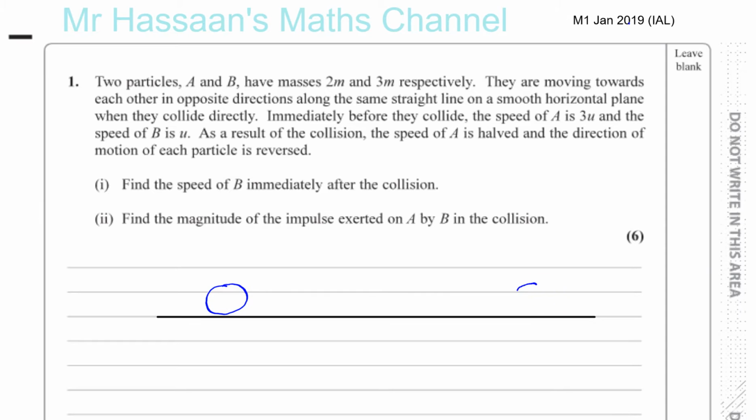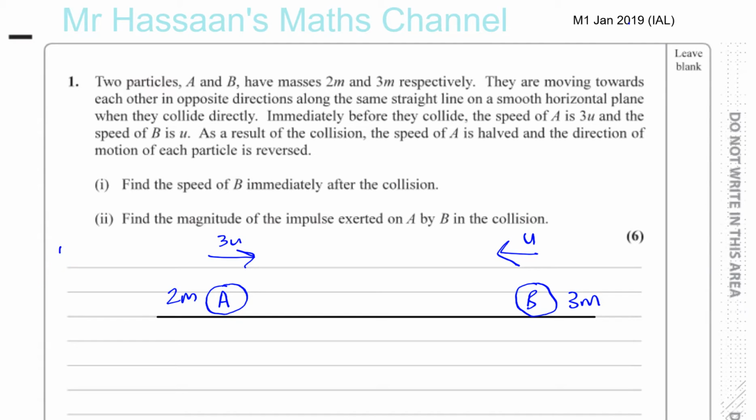Now it doesn't matter which one of them I call A and B, and that will help you understand something a bit later. So I can call this A as I wish. Most people would call this A and call this B. So I know that the mass of A is 2m and the mass of B is 3m. I know that they're moving towards each other, so they're going in this direction. If A was over here and B was over here, then of course you'd still have arrows going towards each other. It says immediately before the collision, the speed of A is 3u and the speed of B is u.